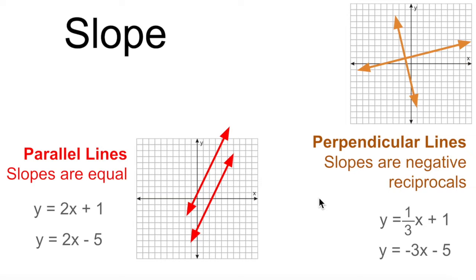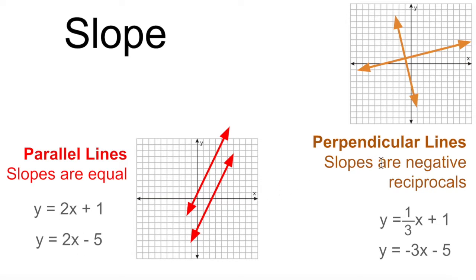Now when we have two lines, the lines could be parallel, and if they're parallel, then they have exactly the same slope. Here we have two lines, y equals 2x plus 1 and y equals 2x minus 5. And you can see that the slope here, this coefficient of x, they both have 2 for the slope. They have the same slope. So parallel lines will always have the same slope.